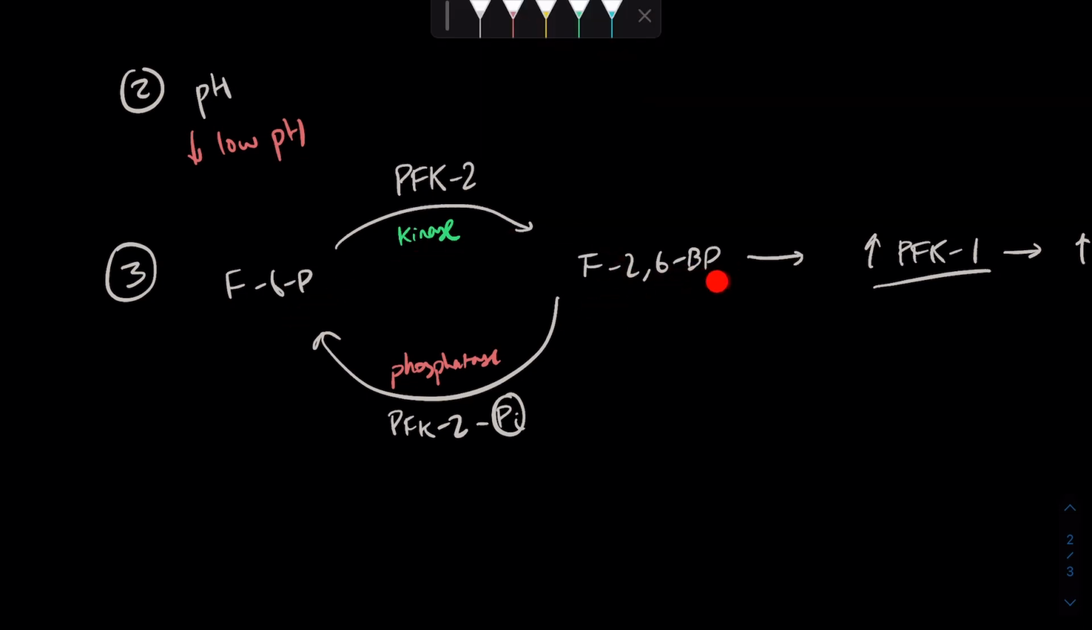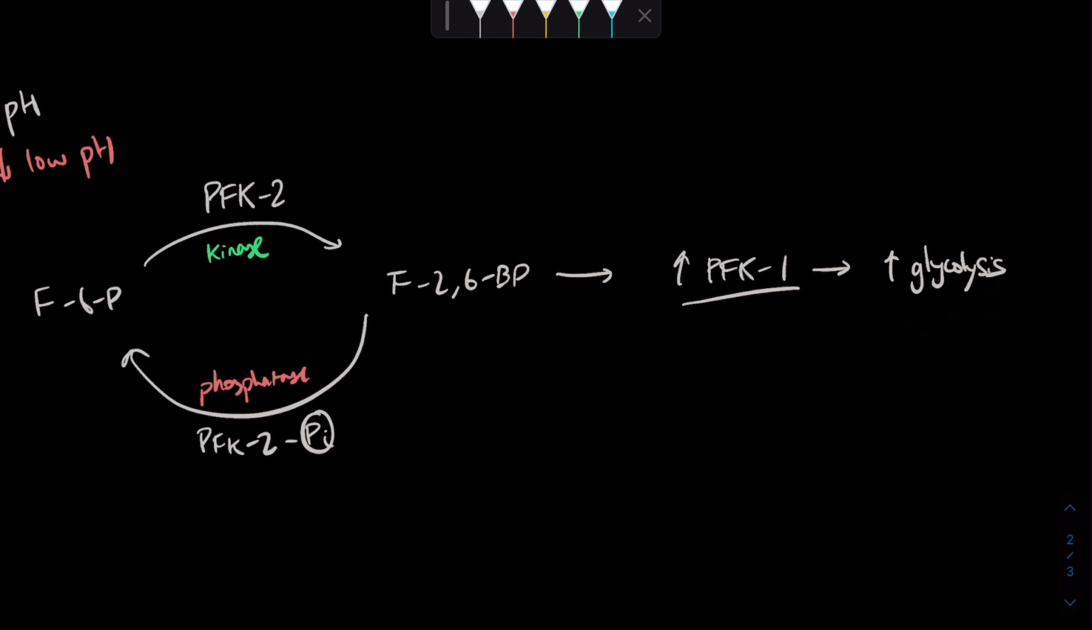It's going to make more of this activator. And if it's a phosphatase, if it's phosphorylated, it's going to do the opposite. It's going to take this F26BP and convert it into F6P. So as we deplete this activator, we're going to have less PFK1. We're going to have less glycolysis, and it's going to bring the whole thing down a notch.